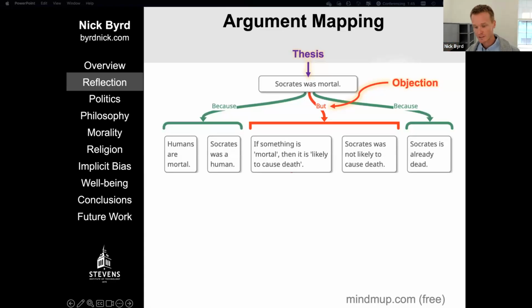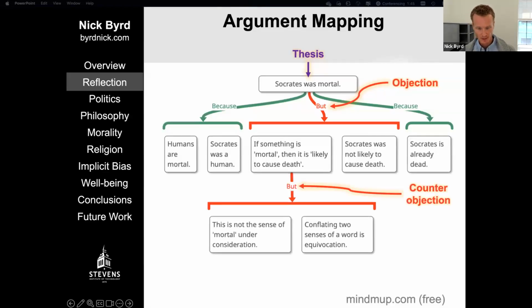It's pointing out that on one definition of that word, Socrates did not seem to be mortal. Hence, it is objecting to the thesis that Socrates was mortal. Now, we can also map counter-objections to objections. And that allows us to rebut or even refute those objections. So this counter-objection, also in red, is indicating that the objection above is operating on a definition of the word mortal that really wasn't the intended meaning.